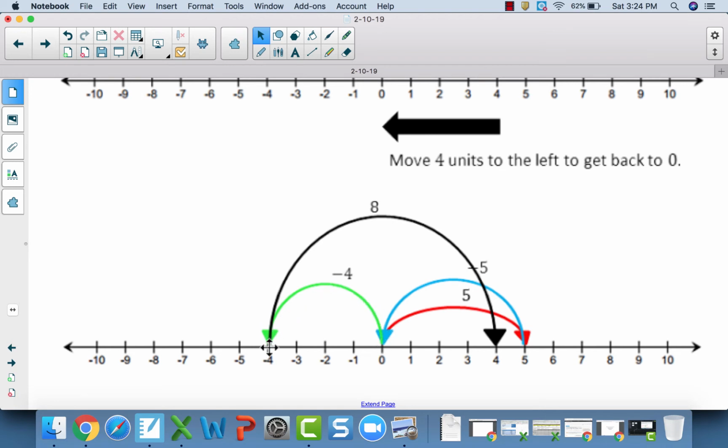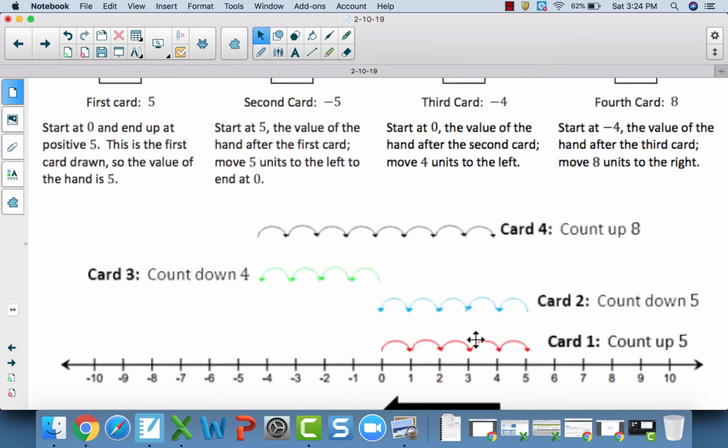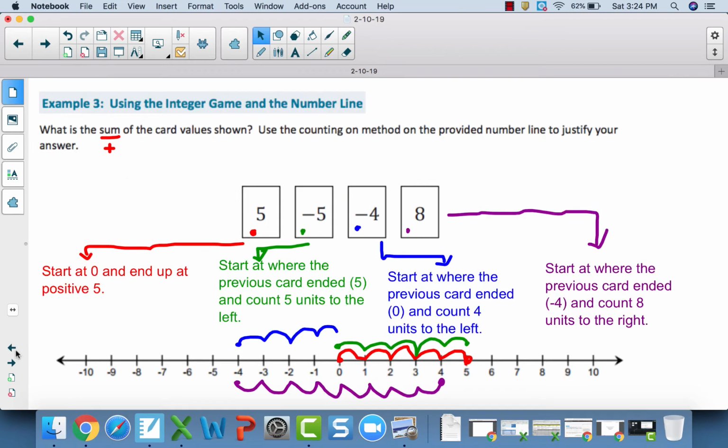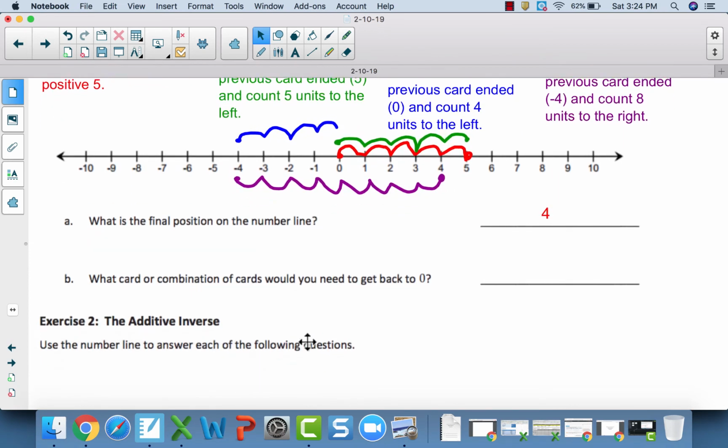You went from 0 to negative 4, and then the black arrow going from negative 4 over to positive 4, which is our final resting spot. So either of these two number lines are depicting the same situation, and if we go back, this also depicts that same situation. Now we can continue answering the questions here.